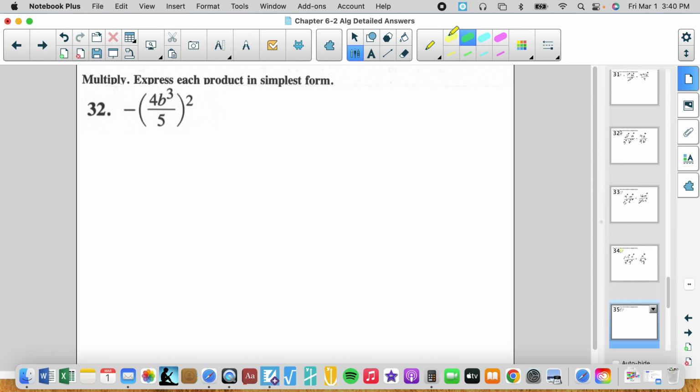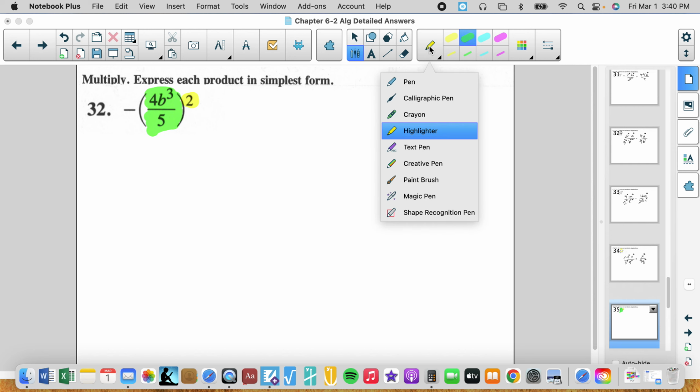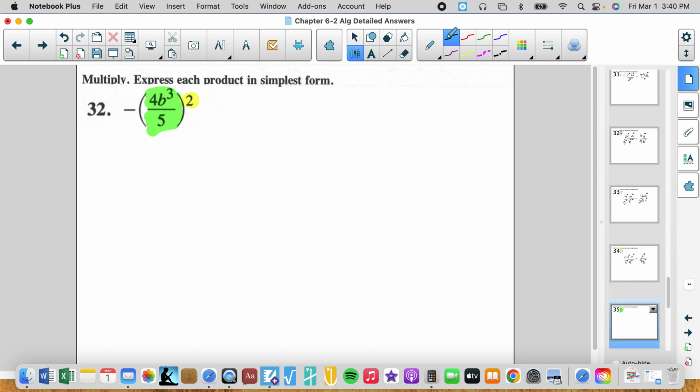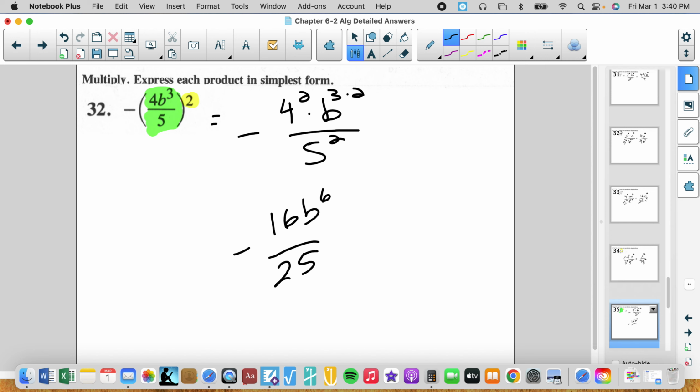This negative is outside, so the base of this exponent is just Chewbacca. So that's going to equal the opposite of 4 squared times b to the 3 times 2 over 5 squared, which is the opposite of 16b to the 6 over 25.